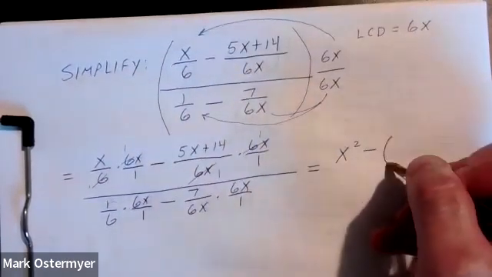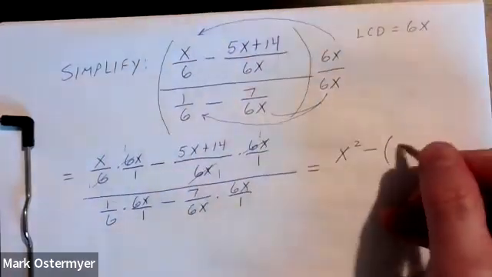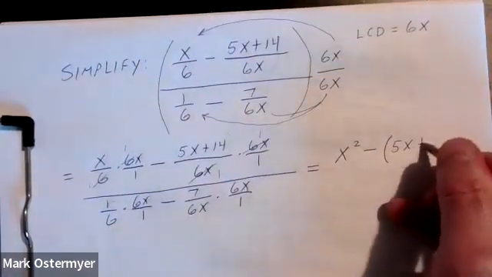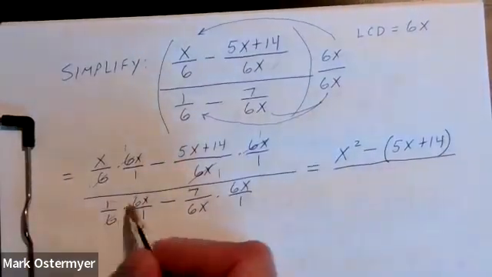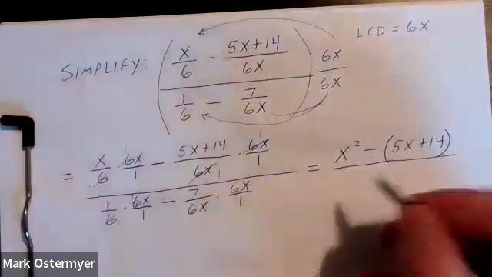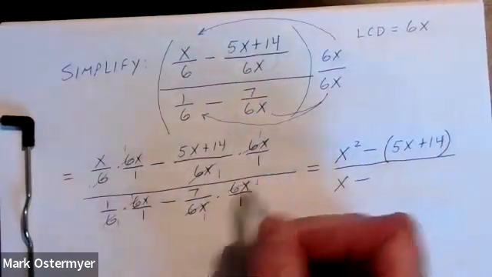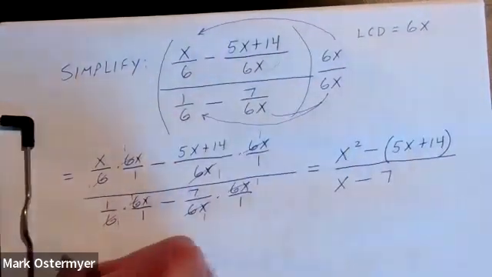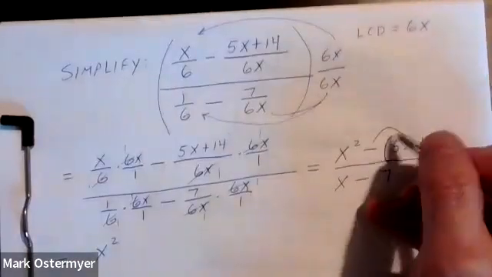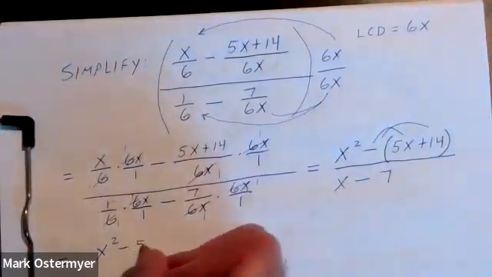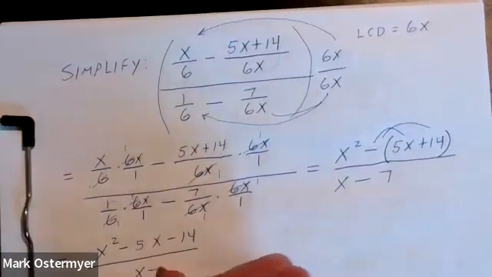And you need to enclose the 5x plus 14 inside parentheses because we are to minus the whole thing off, not just the 5x. In our denominator, these 6's cross reduce out to ones, and we're left with 1 times 1x, which is x. Here, these 6x's cross reduce out, leaving you with minus 7. Back in the numerator, we have x squared distributing the negative sign in here. We have x squared minus 5x minus 14, and that all sits over x minus 7.